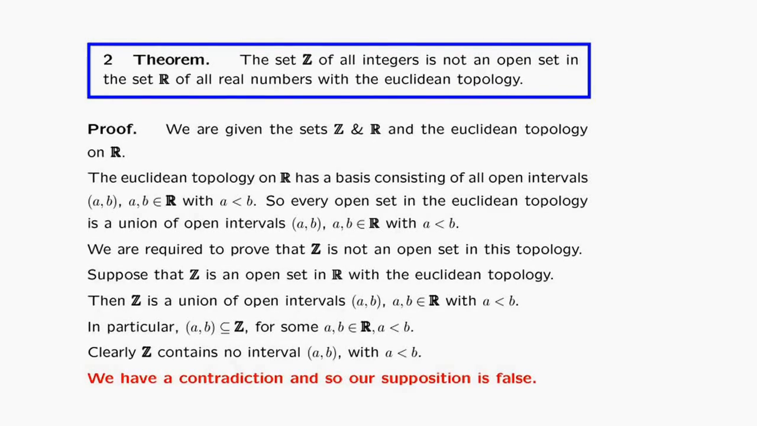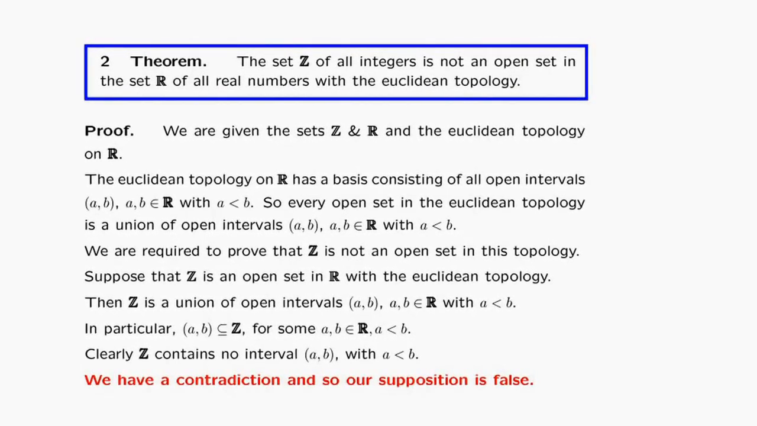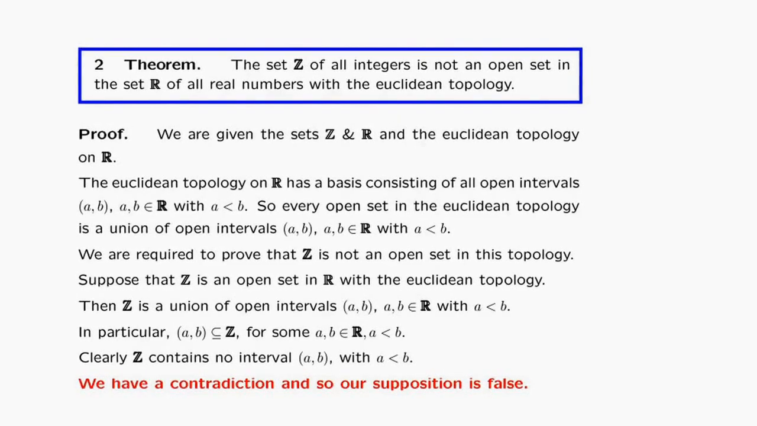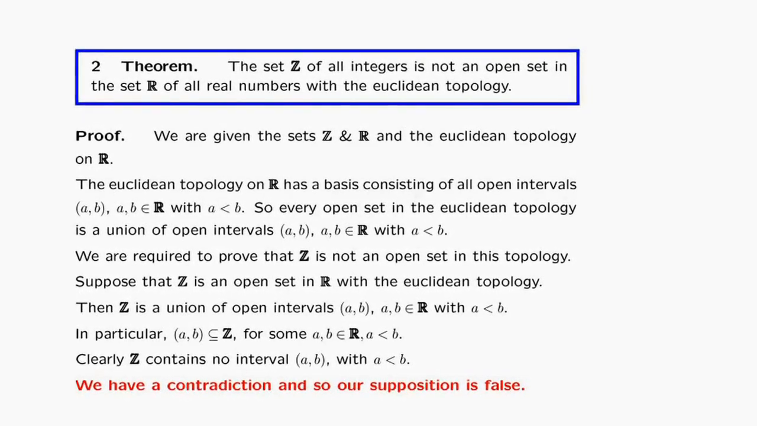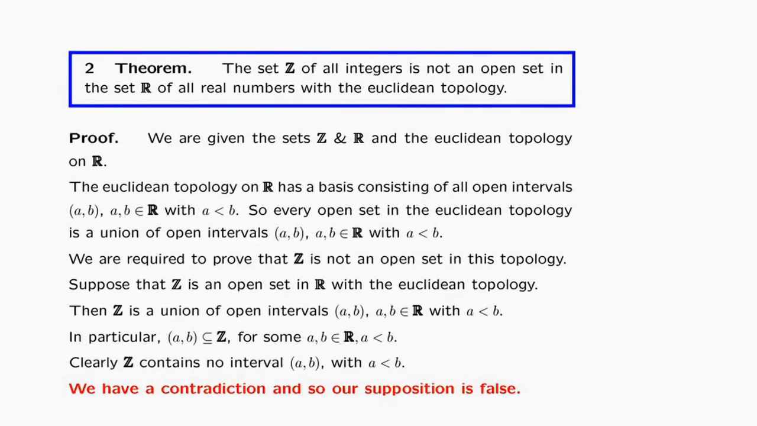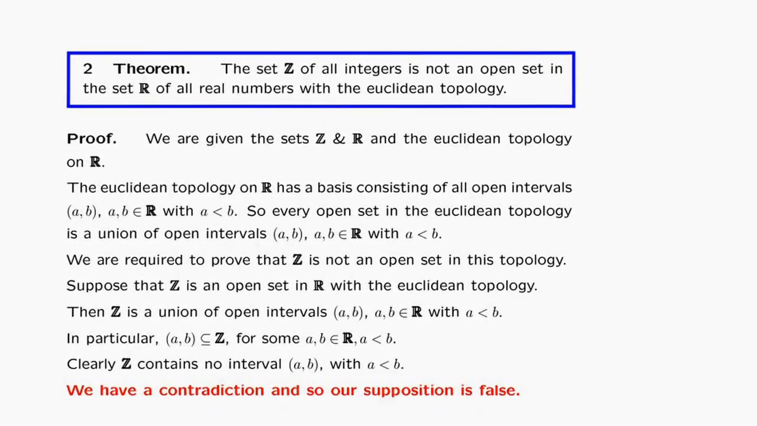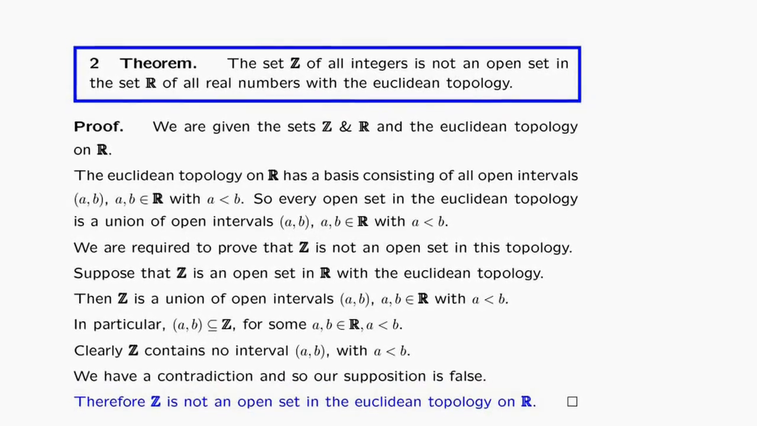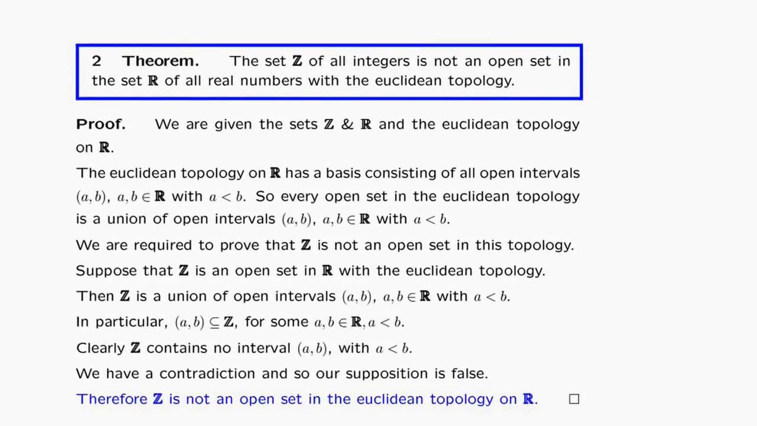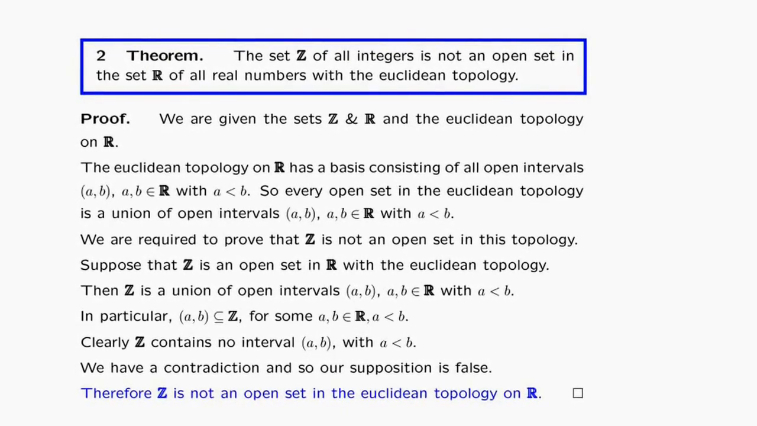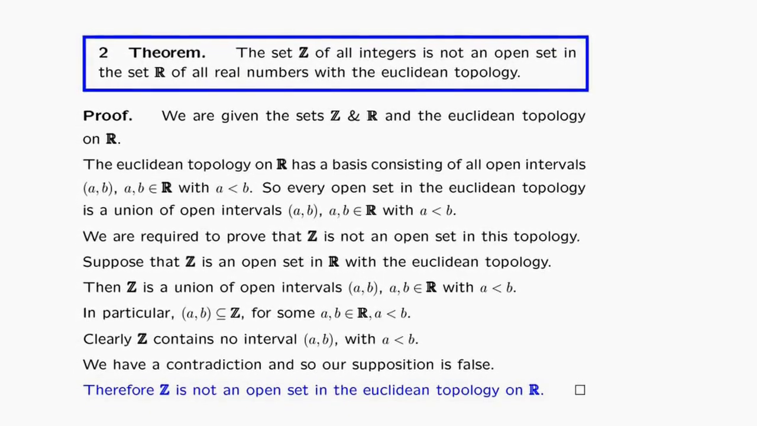So we have a contradiction, and so our supposition that Z is an open set in the topology is false. Therefore, Z is not an open set in the Euclidean topology on R. And this is what we were required to prove.